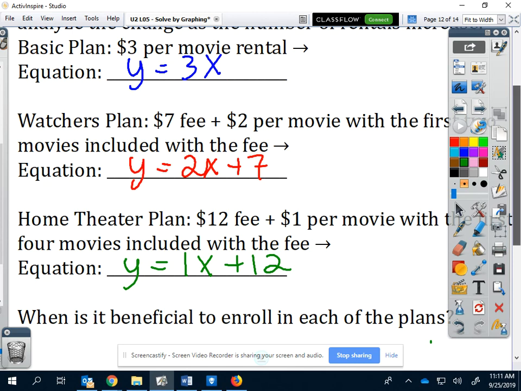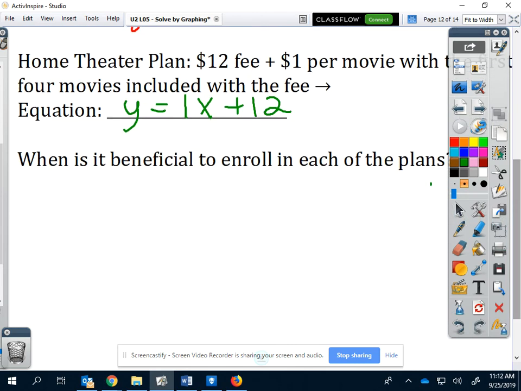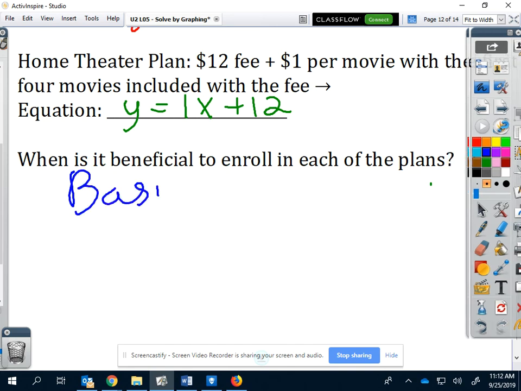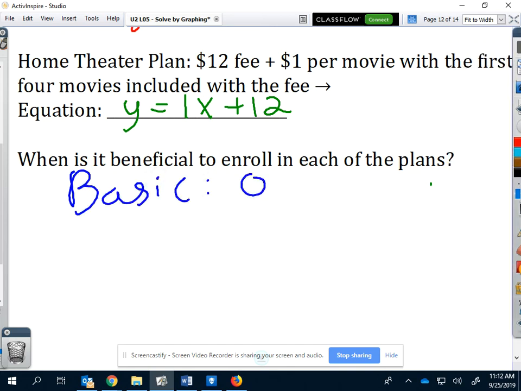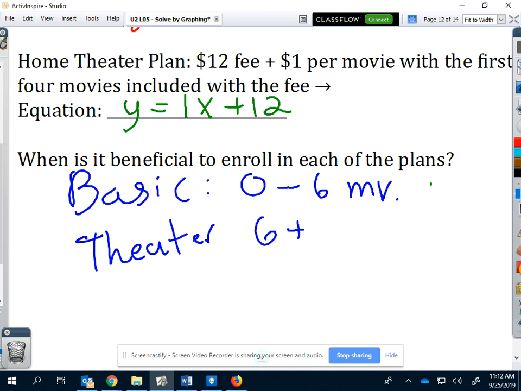So when is it beneficial to go with each plan? Well, my first option here is to go basic. That's going to be anything from 0 to 6 movies, right? But then anything more than that, I'm going to go with my theater plan. All right, and that's going to be anything from 6 plus. Anything more than 6 is going to be my theater plan.